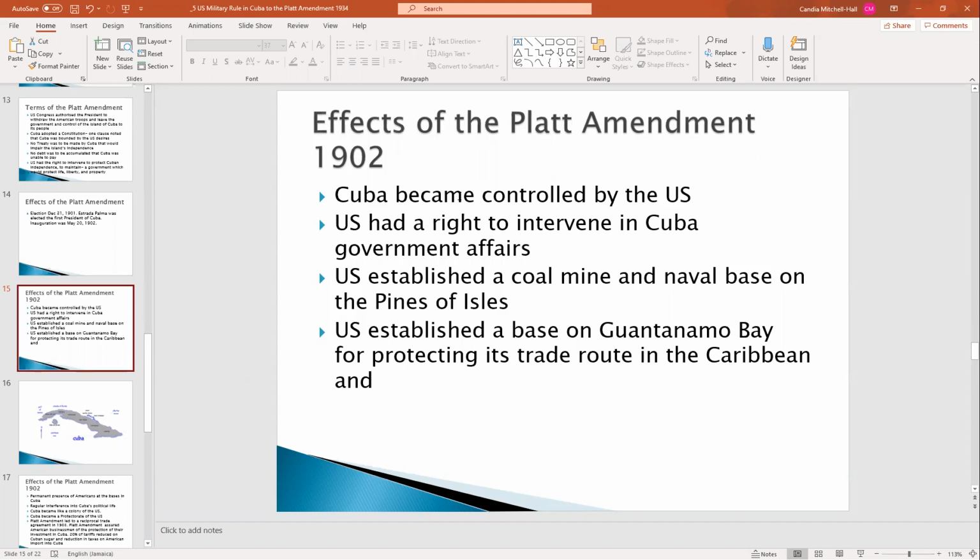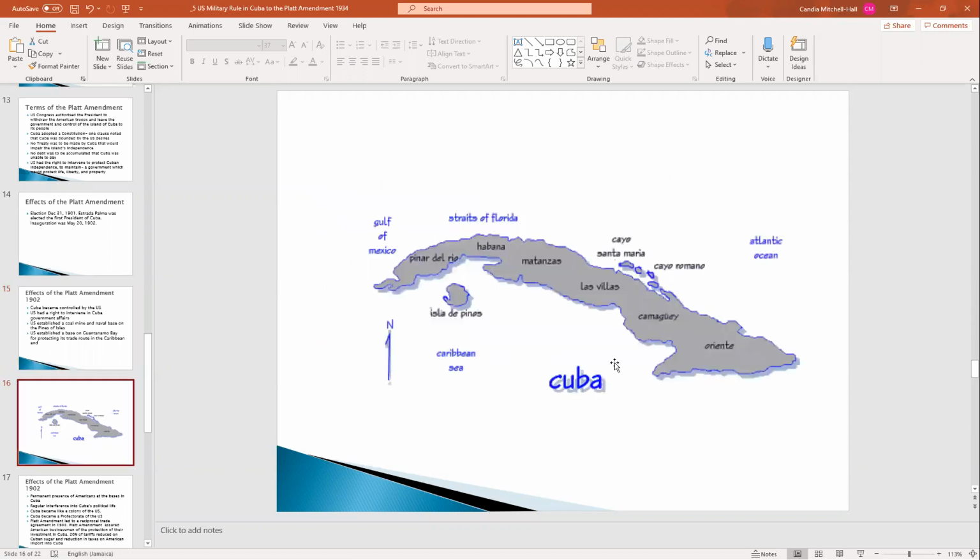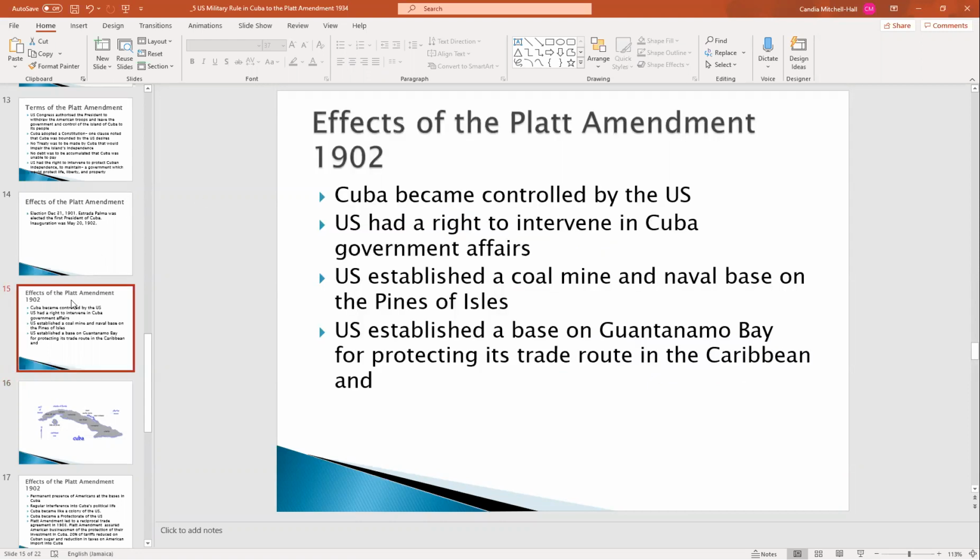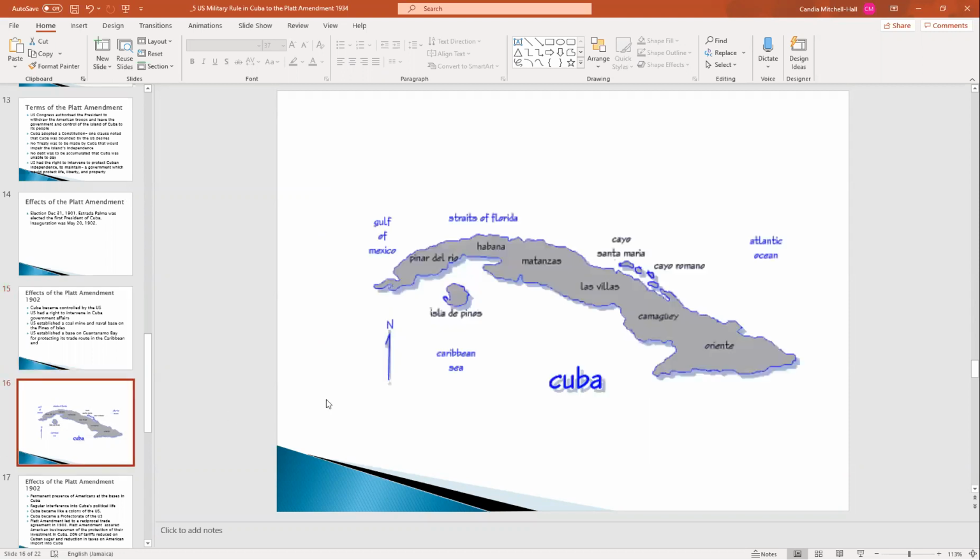One, Cuba became controlled by the US. Two, the US had the right to intervene in Cuba. Three, the US took control over the different islands, like the Isle of Pines here and the different islands here, and they established military bases on those islands. Also, in this city right here, Guantanamo Bay, they leased Guantanamo Bay and have control over there.